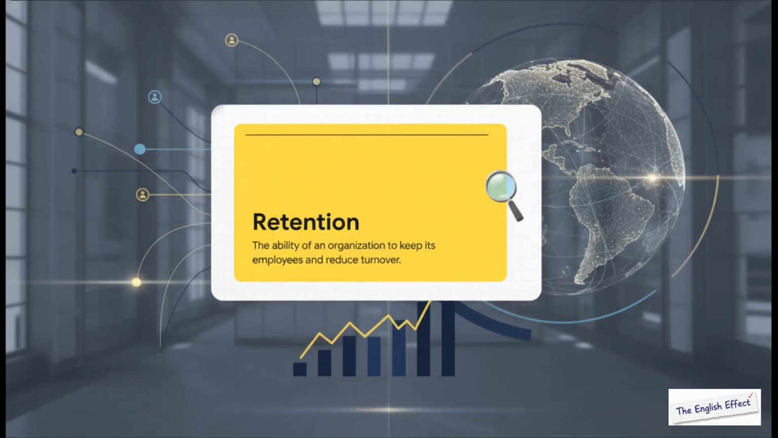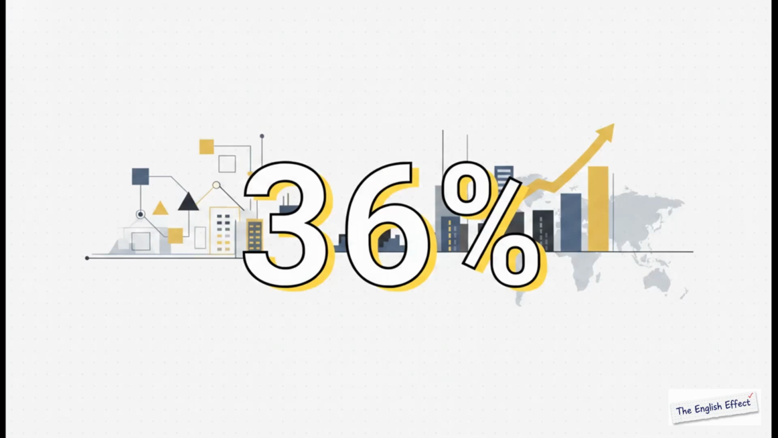When you implement these inclusive leadership practices, you directly impact our next vocabulary word, retention. This is the ability of an organization to keep its employees and actively reduce turnover. In today's highly competitive labor market, recruiting top-tier global talent is incredibly expensive. Inclusive communication and high cultural intelligence are proven to drastically improve employee retention, keeping your absolute best people engaged and loyal.